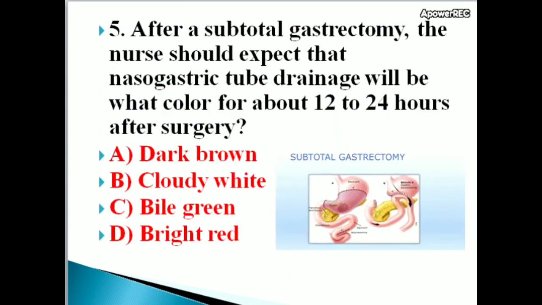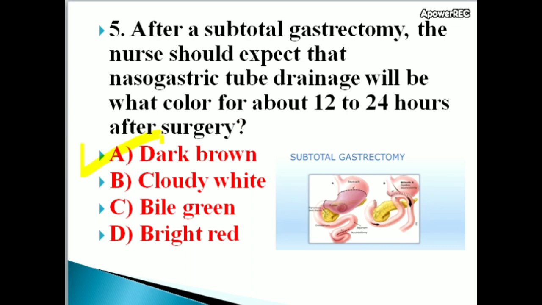Next question. After a subtotal gastrectomy, the nurse should expect that nasogastric tube drainage will be what color for about 12 to 24 hours after surgery? Options: dark brown, cloudy white, bile green, bright red. Correct answer is dark brown.